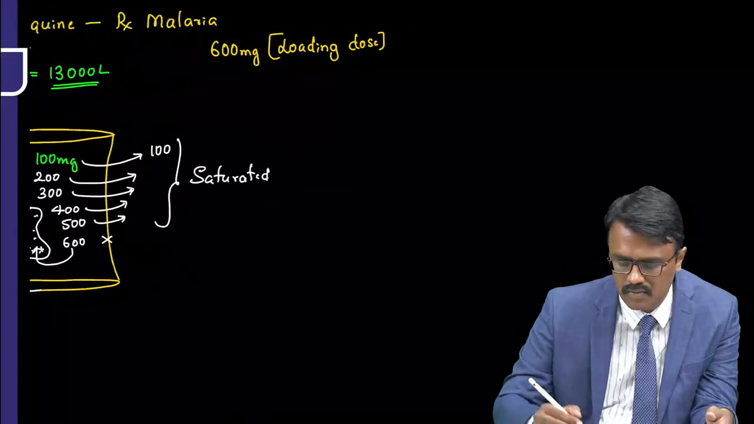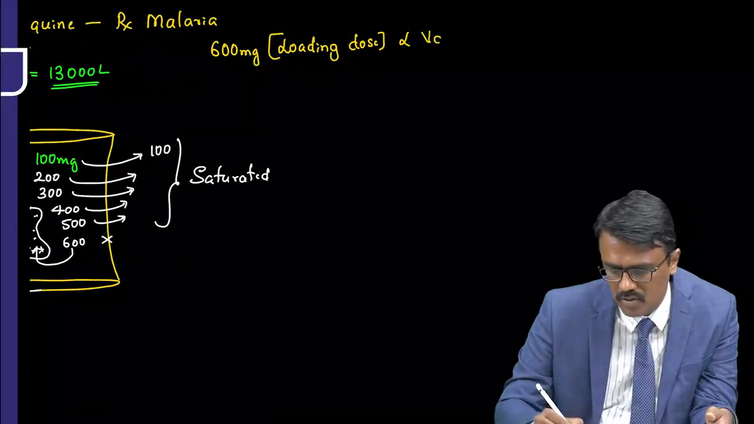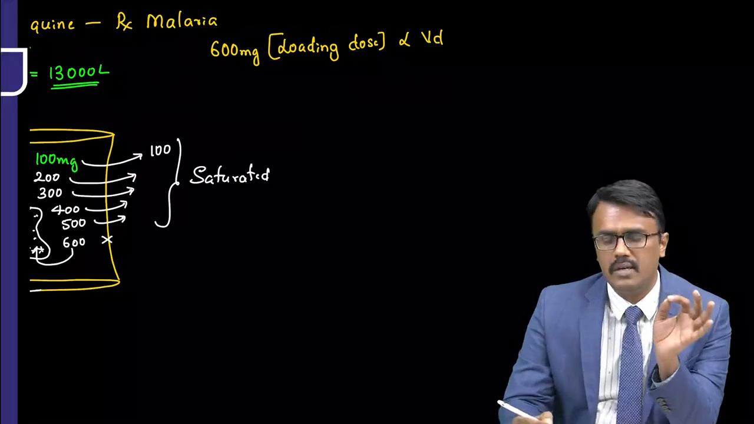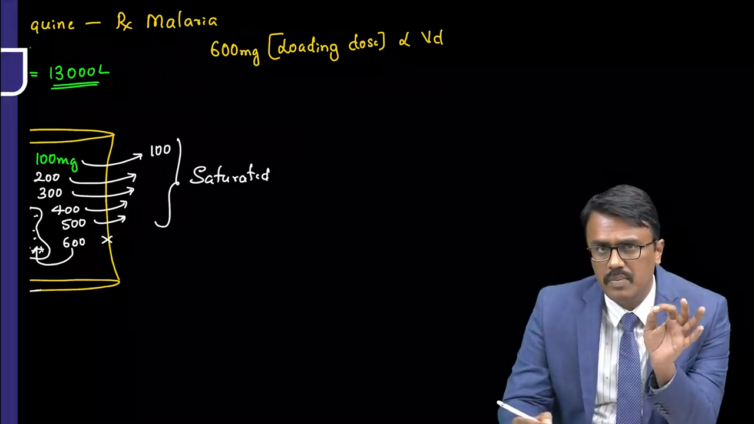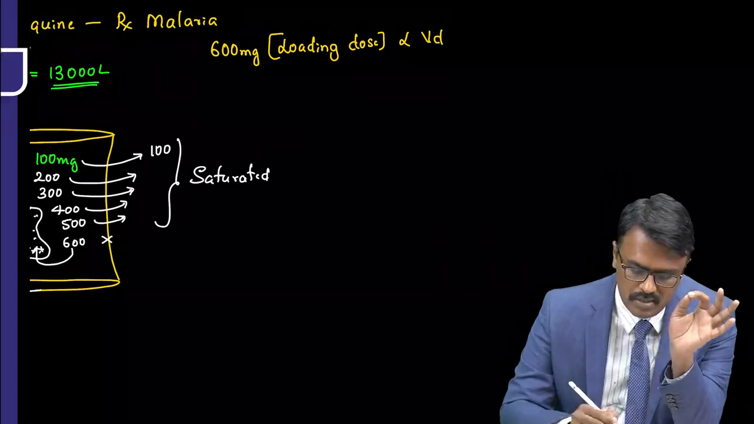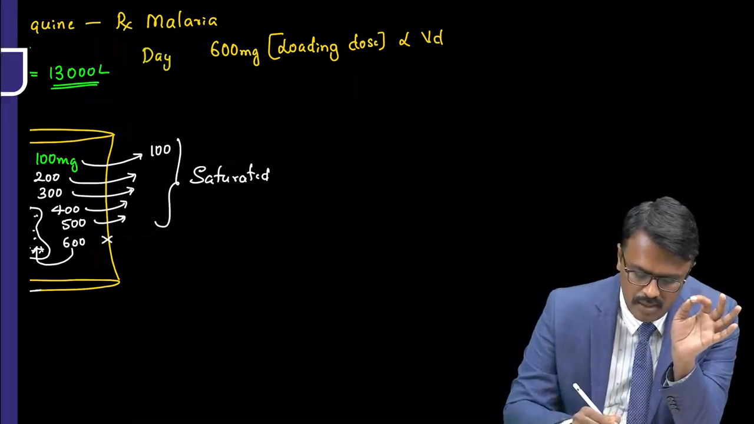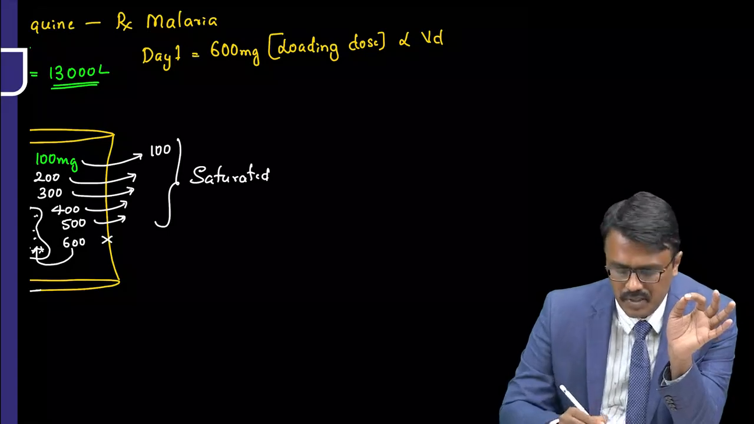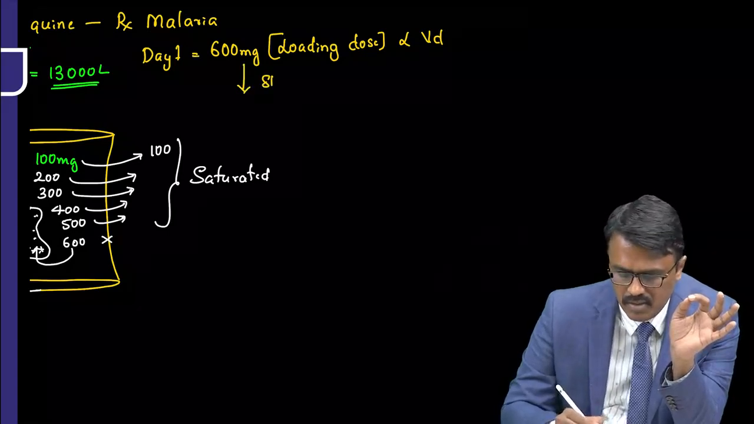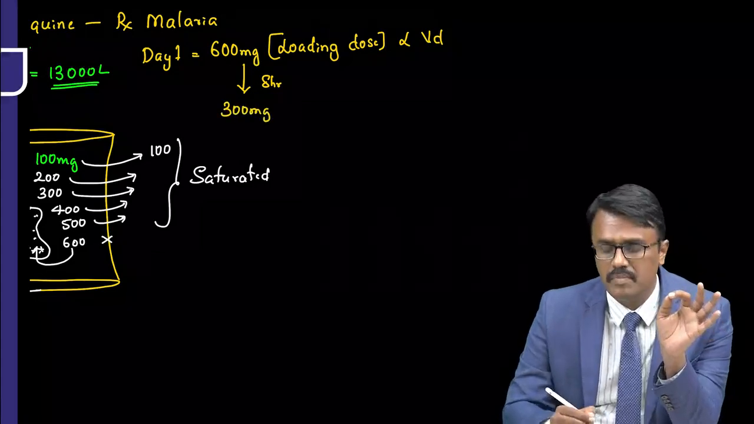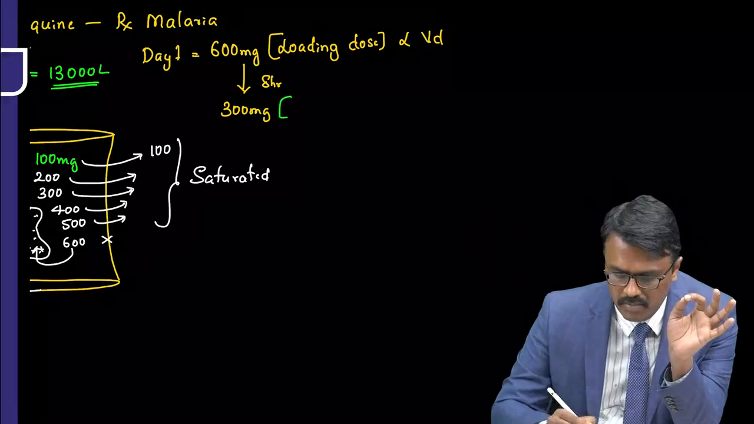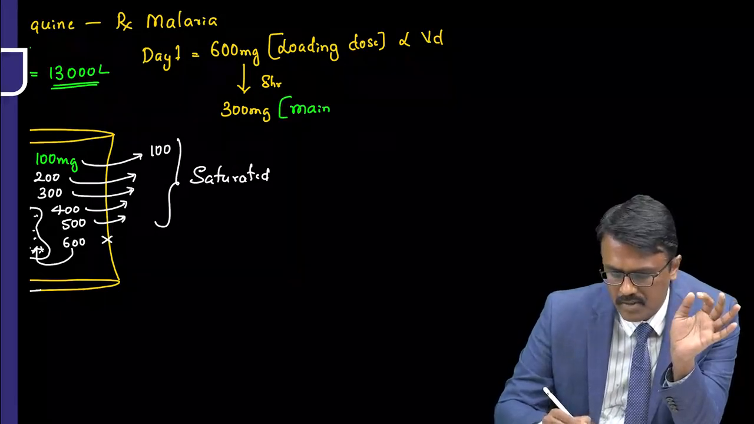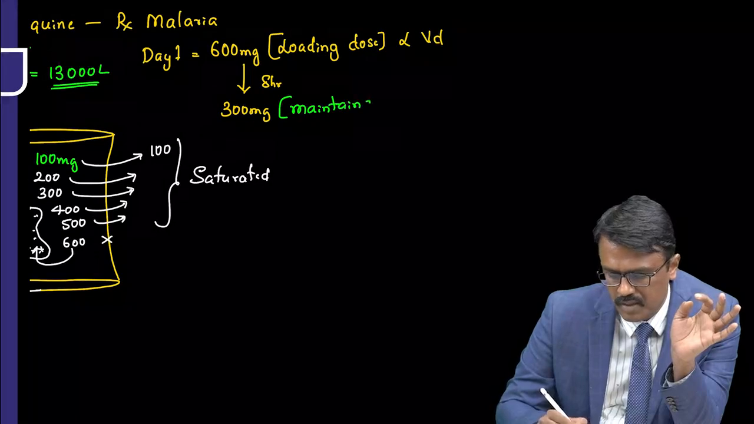Why do we give a loading dose? The loading dose is given depending on volume of distribution. So the point to understand here is that loading dose depends on volume of distribution. That's the reason on day 1 of treating malaria, we give 600 milligram. After 8 hours, we have to give 300 milligram. What is the 300 milligram? It is what we mean by maintenance dose.